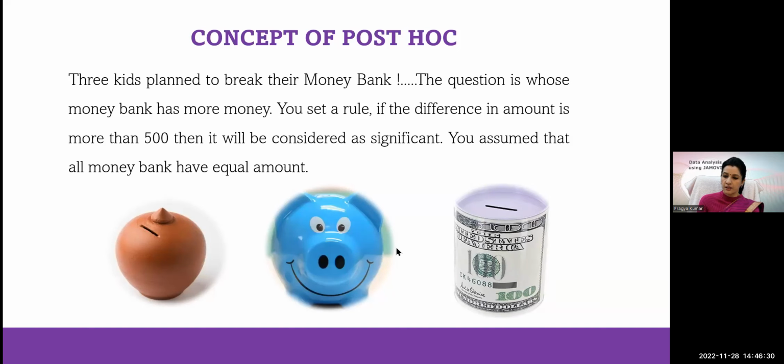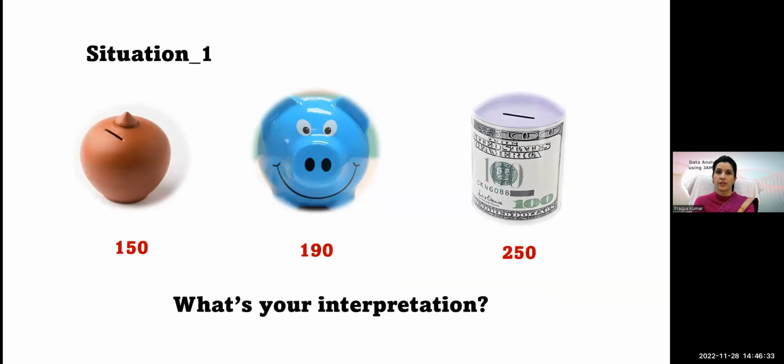So now consider the first case. Situation 1. The first money bank has got 150, second has got 190, third 250. What is your interpretation? Is the difference between any two of these significant or not? Not significant. Okay.